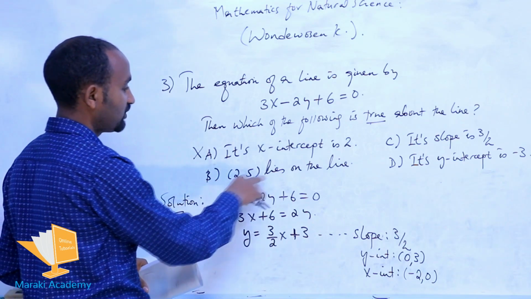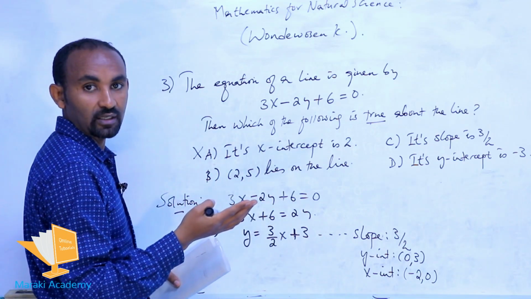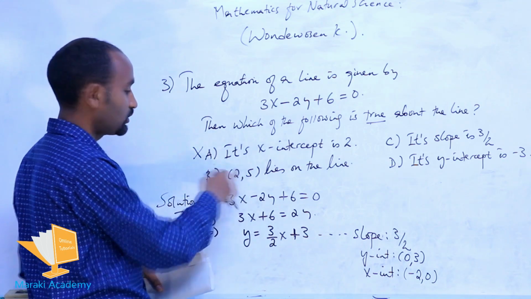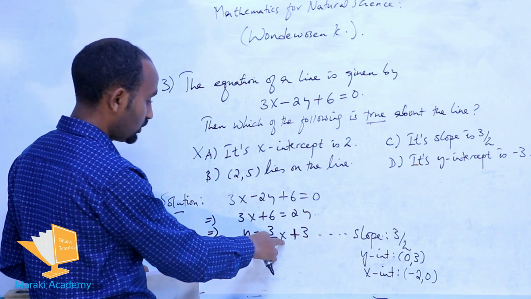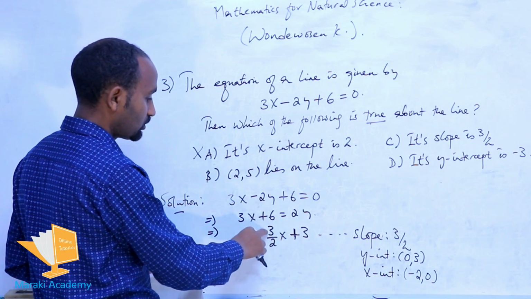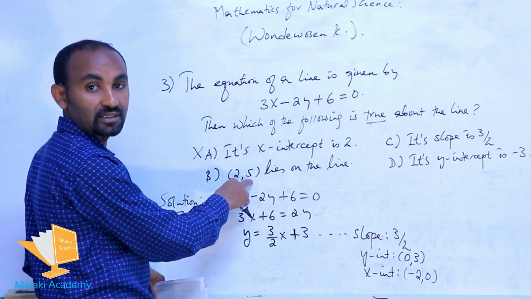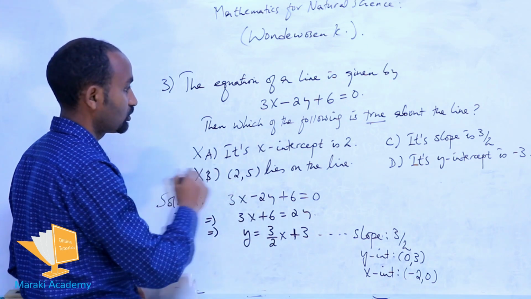B, (2, 5) lies on the line. We can check. x is 2 and y is 5. When x is 2, what is y? So when x is 2 here, 3 over 2 times 2 is 3, plus 3 is 6. So when x is 2, y is 6, not 5. So this is not correct.